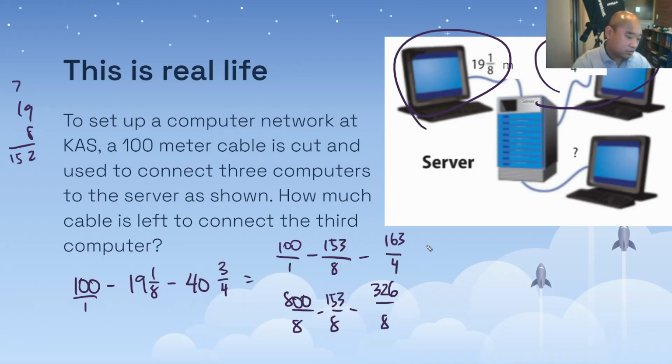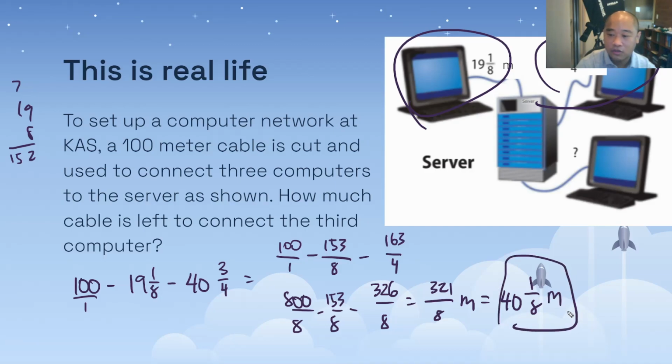Okay, so let's just use the calculator. 800 minus 153 minus 326 is 321 over 8 meters. But that's not good. We should change this into 40. 8 times 40 is 320, and then we have 1/8 left. 40 and 1/8 meters.